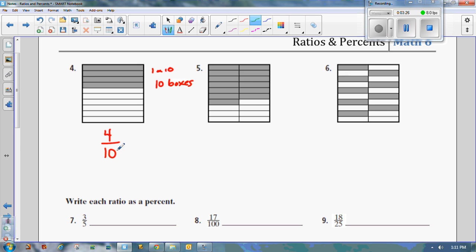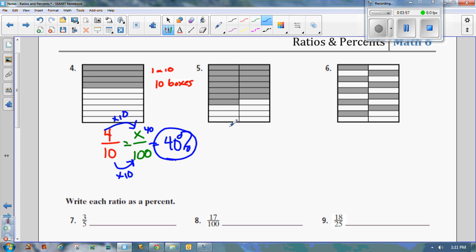What we need to do is, remember they said to write that ratio equivalent to 100. So we're going to take it equivalent to 100 and ask ourselves, what is it out of 100? I know that 10 times 10 gives us 100. So what is 4 times 10? 4 times 10 is 40. Therefore, 4 out of the 10 boxes shaded is equivalent to 40 out of 100, which is 40%.